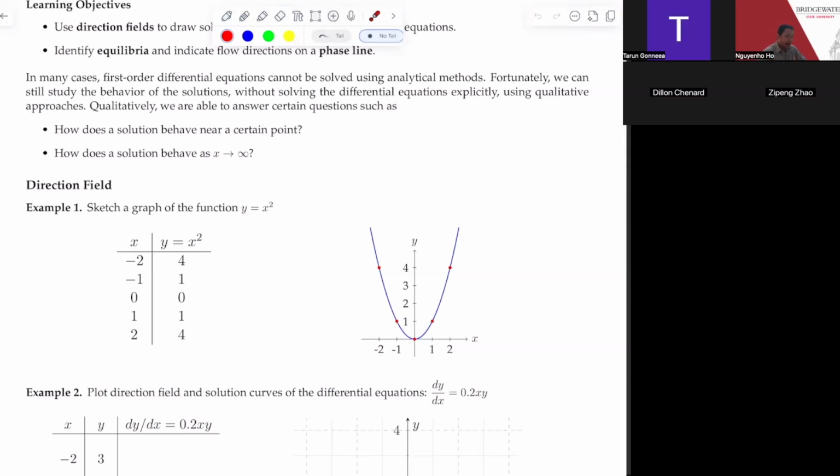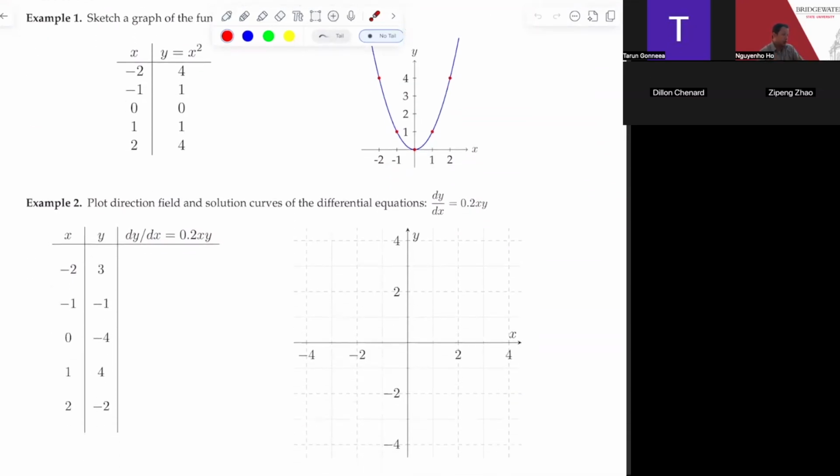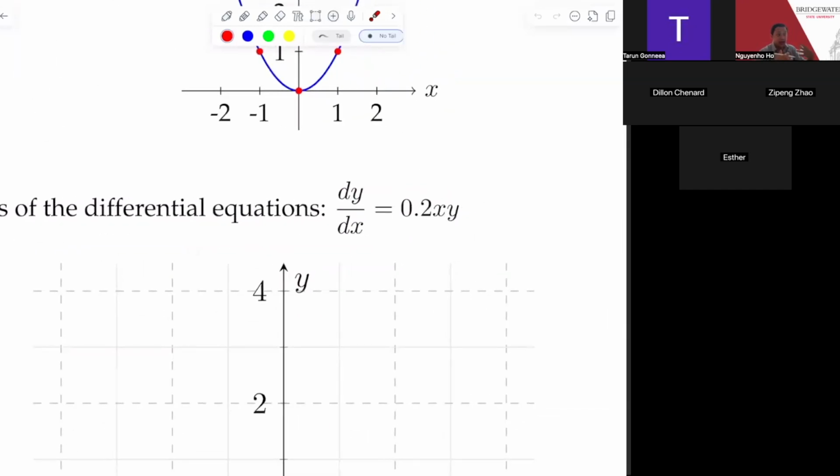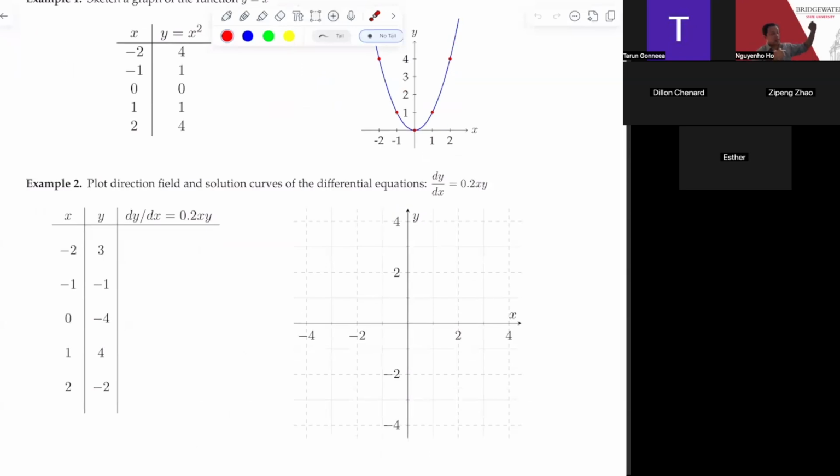So I want to bring that up so that I can talk about the direction field and the solution curve that we can obtain from a similar approach. Let's say you have a differential equation of the form dy/dx equal to 0.2xy. So this is a first order differential equation. Now what you do is consider a bunch of points. In this case, you have the points (-2, 3), (-1, -1), (0, -4), (1, 4), and (2, -2).